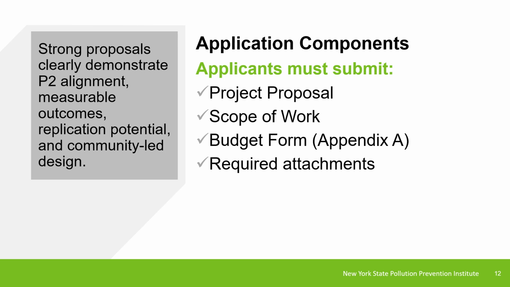Every proposal must include 4 required pieces: the project proposal, the scope of work, the budget form, and any required attachments such as letters of commitment or resumes. These components work together. The proposal tells the story, what you're doing, why it matters, and how it reduces pollution at the source. The scope of work is your operational blueprint, the tasks, deliverables, metrics, and timeline. The budget shows how resources align with those tasks and demonstrates that the project is reasonable, allowable, and implementation focused. A strong application clearly demonstrates pollution prevention alignment, measurable outcomes, replication potential, and meaningful community leadership.